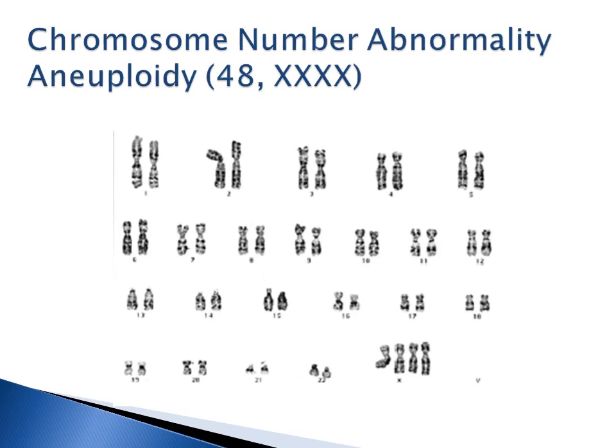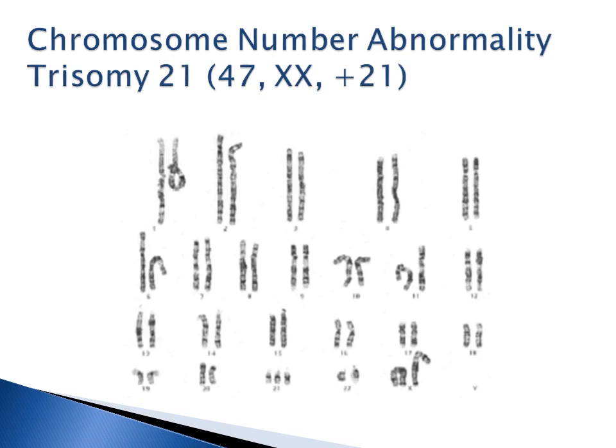This is a karyotype indicating aneuploidy. So you have 48,XXXX. So instead of only having two X chromosomes, you have four there. This is a karyotype indicating trisomy 21, where you have 47,XX, so this is a female, plus an extra chromosome 21. So you can see at the 21 location, you have three instead of two.